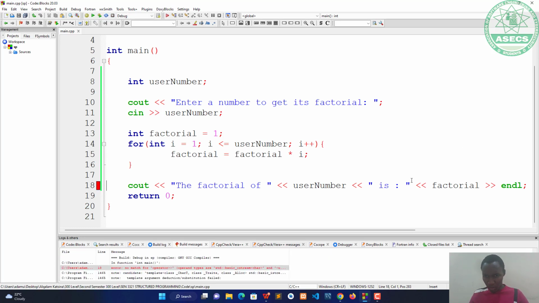Oh, it gave an error? I don't know where the error started from. What is it saying? Operand types are std basic operation. See, cout the factorial of, okay, here I made a mistake. This is how it should be. Alright, then I will just hit run.